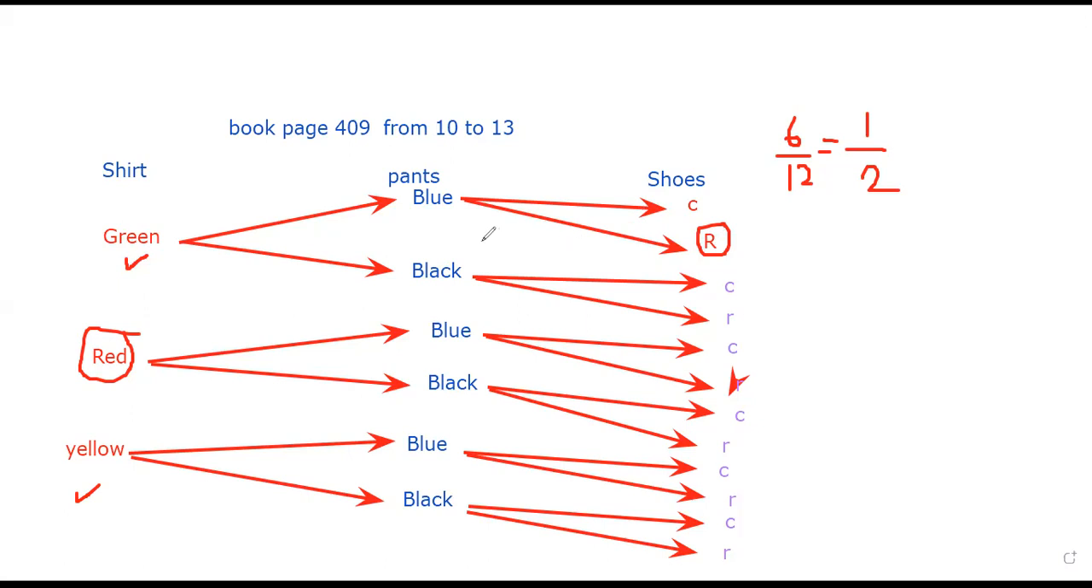She can choose green, blue, and checkered. This is the first choice. She can choose green, black, checkered, right? What else? With the yellow, it could be yellow, blue, checkered, or yellow, black, checkered. Yes, so in this case we have how many choices? 4. Out of how many?